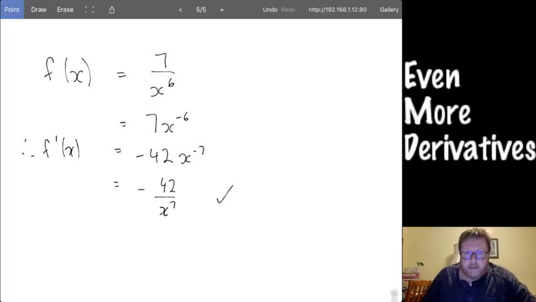Now, with practice, you can pretty much go from there to there. You can go, 6 sevens are 42, make it negative, and then increase the power here to 7. If you can see that, that's okay. But I would suggest maybe doing these steps for the time being, because otherwise you will make negative number mistakes, out of carelessness more than anything else. So I would suggest you do the full solution like I've got there. Okay, so that's negative powers.